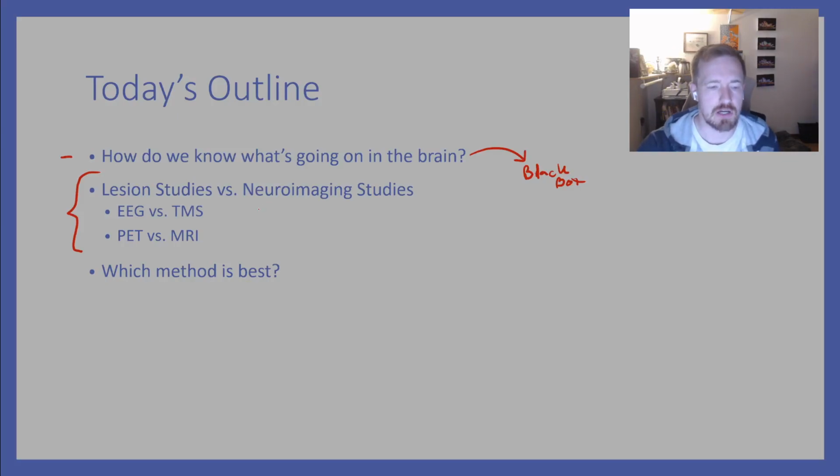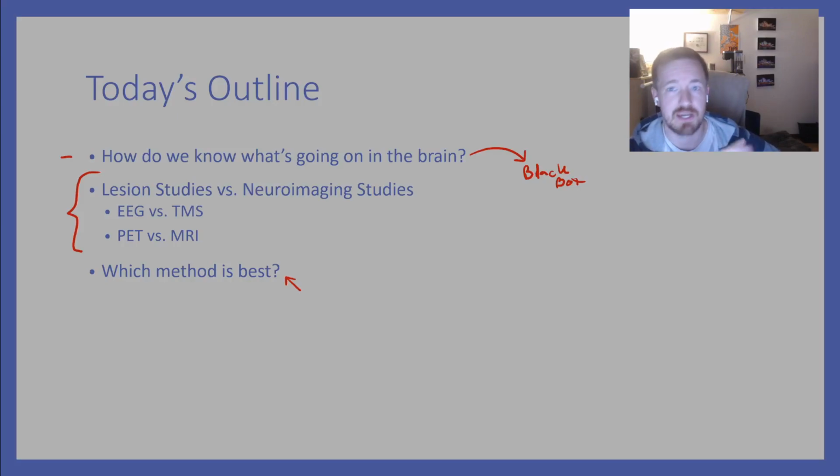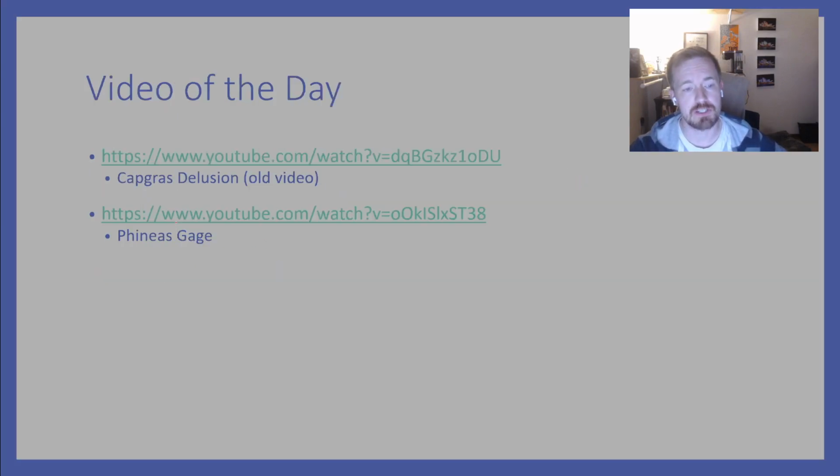And then finally, we'll talk a little bit about which method is best, because as you're going to see, and this is a big idea when it comes to neuroscience or cognitive neuroscience, none of these methods is always going to be the best for what you need and what you want. It really depends on what kind of questions you're asking about behavior in the brain. That will help you decide which of these techniques you might want to use.